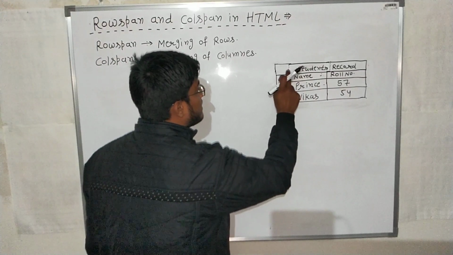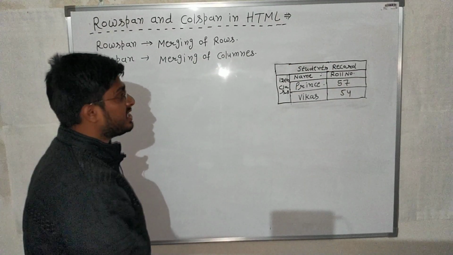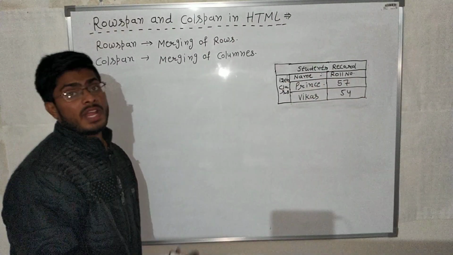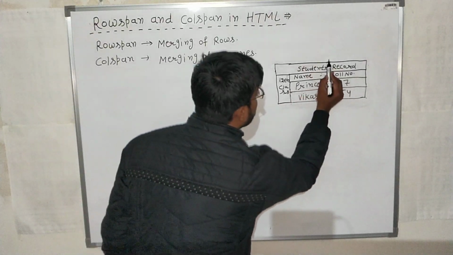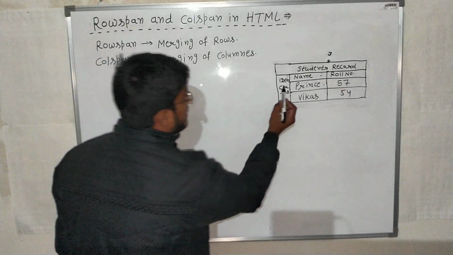And if you remove that line from there, then it is the merging of three columns. So it is known as colspan, the merging of columns. How many columns is it merging? Three columns. Done. Next is this.